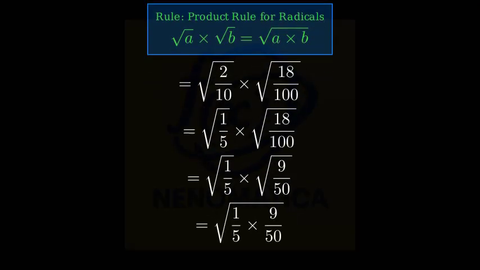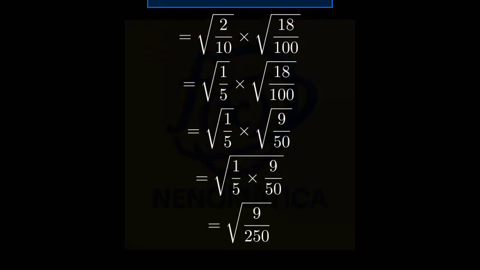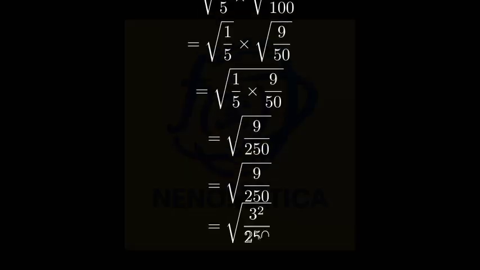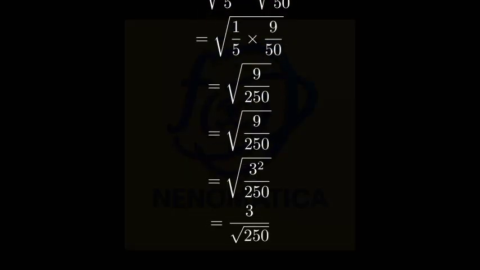Now, applying the product rule for radicals, we get the square root of 1/5 times 9/50. Multiplying these fractions, we get 9 over 250. We can simplify this further. To simplify further, we can express 9 as 3 squared and rewrite our expression.